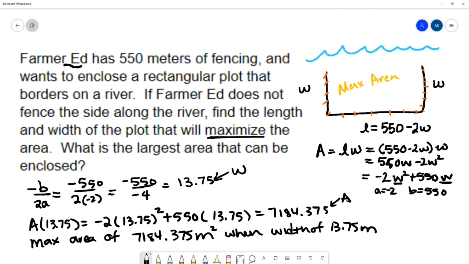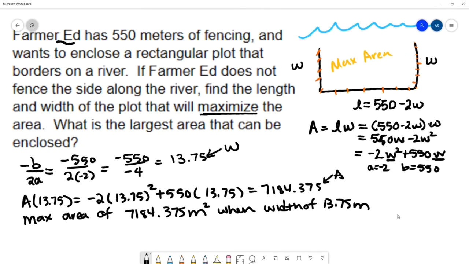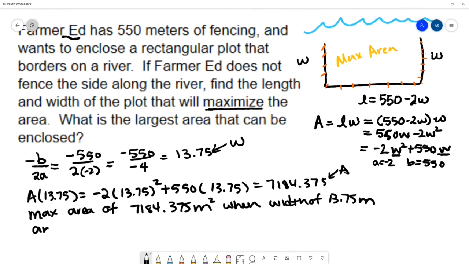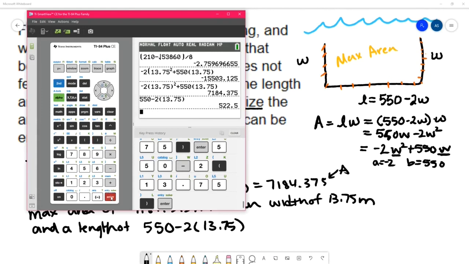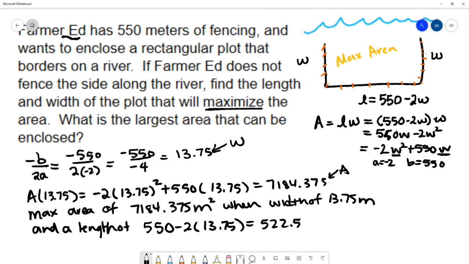Let's read the directions one more time. Find the length and the width. I found the width, but I haven't found the length. So let's find the length. So, a length of, I'll do 550 minus 2 times the width. That's 13.75. So I'll bring my calculator back and do 550 minus 2 times 13.75. So 522.5 meters.